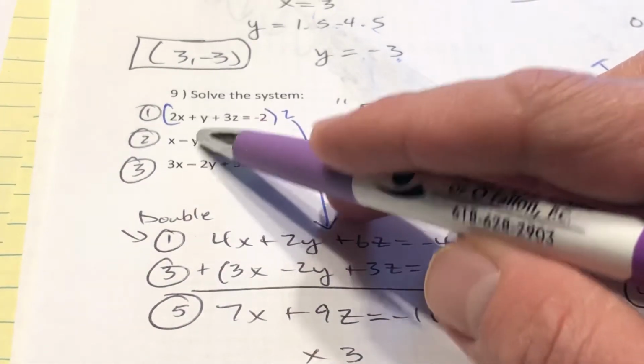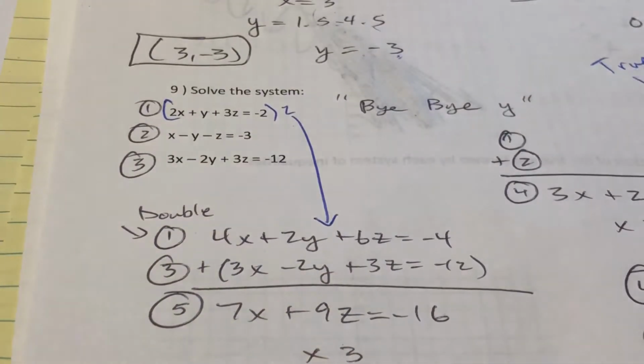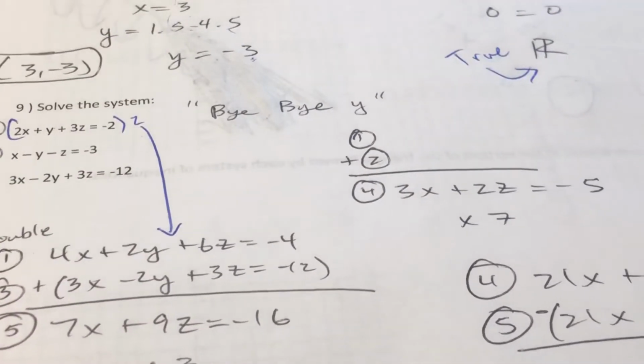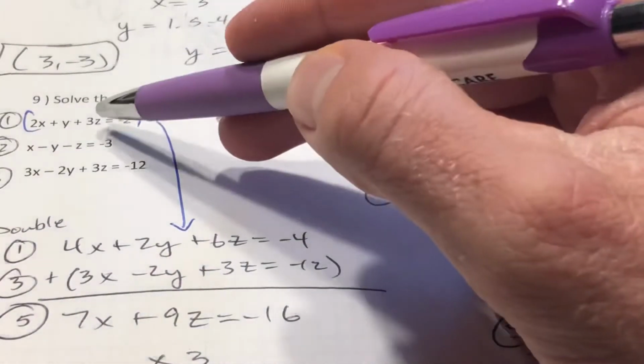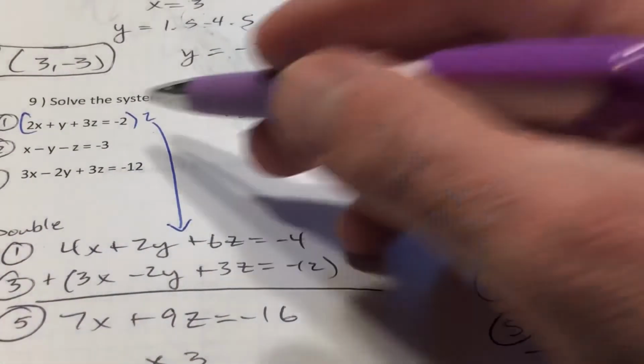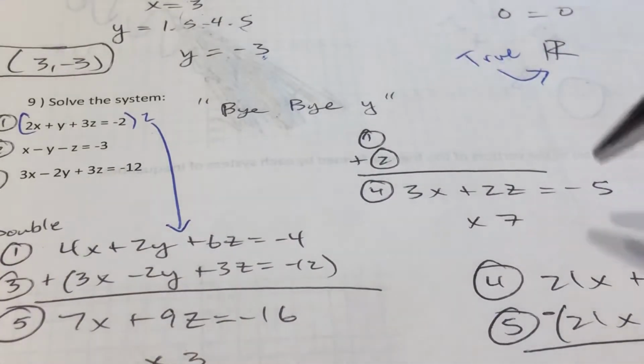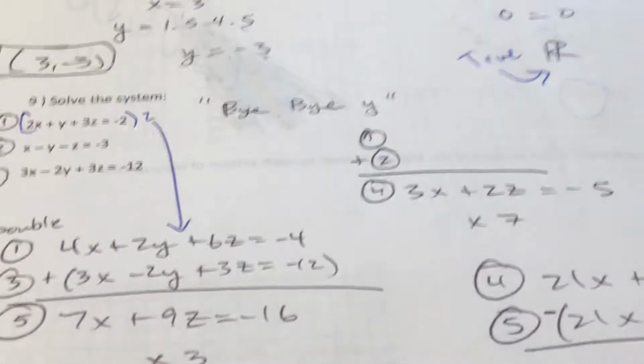So I can add 1 and 2 together right away, and that's what that says right there. So x plus 2x plus x is 3x, 3z plus a negative z is 2z. Negative 2 plus a negative 3 is a negative 5, and that is equation 4. That's a pretty nice one.